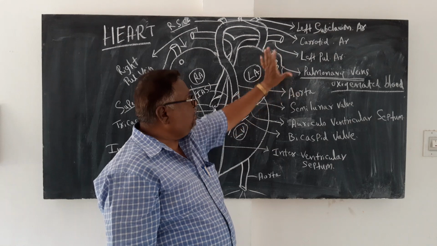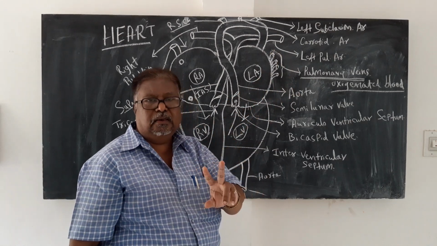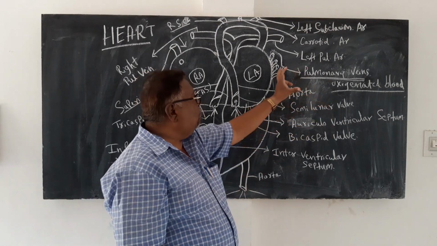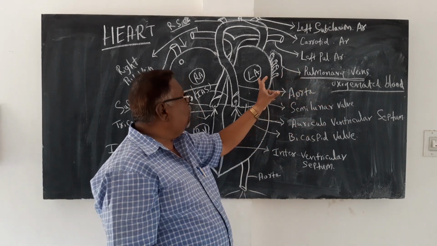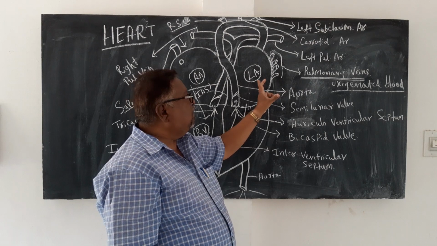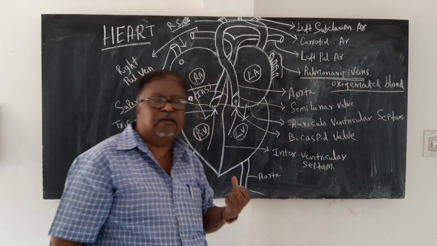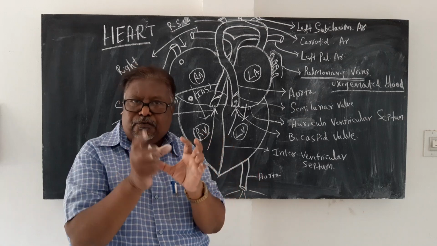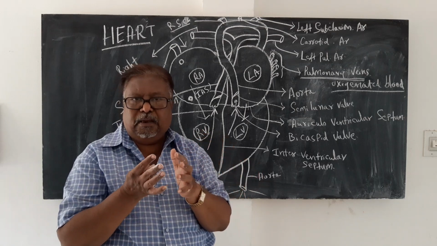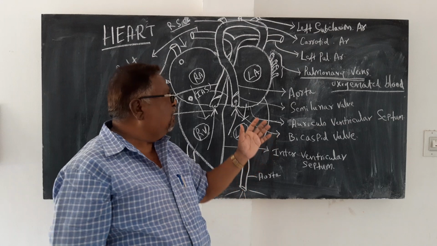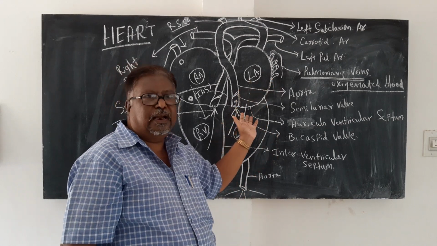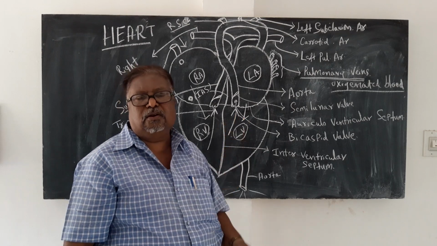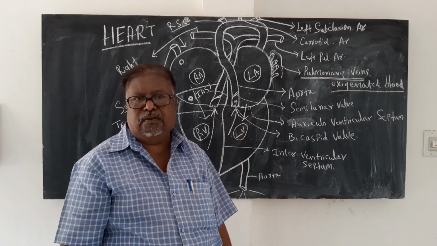There are 4 pulmonary veins, 2 from each lung, right lung and left lung. All these 4 pulmonary veins open in the left auricle. They bring the oxygenated blood. The blood is purified in the lungs, and that purified blood is brought by the pulmonary veins to the left auricle and poured inside. So this is the circulation of the blood. This is the work of the blood.